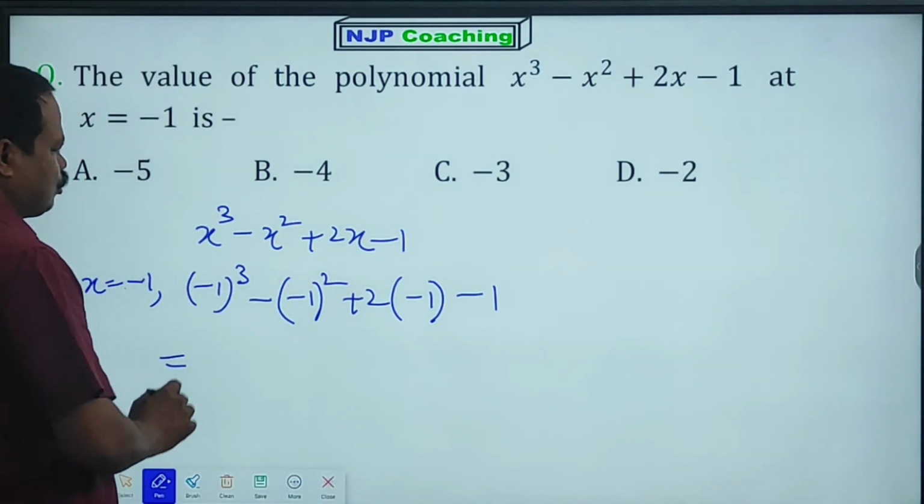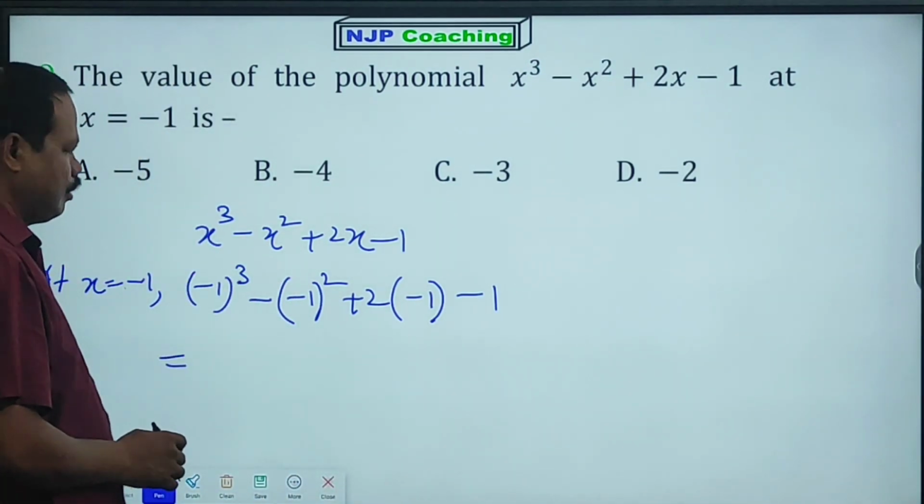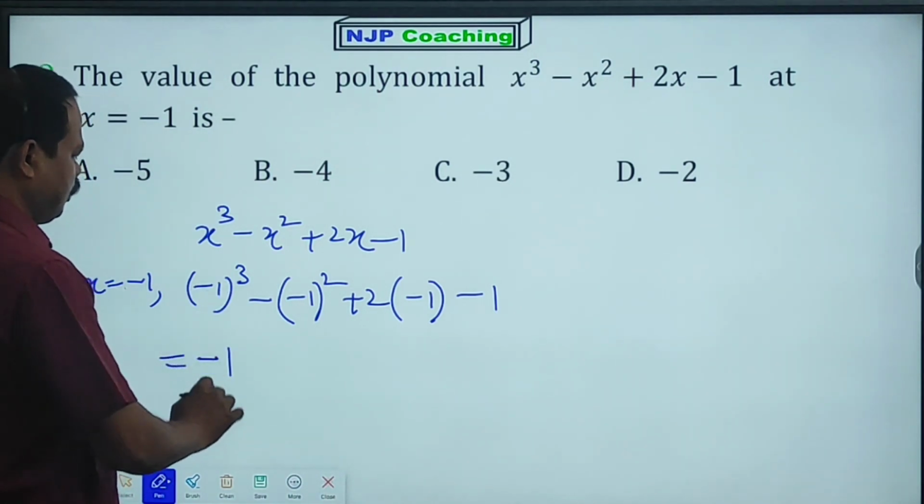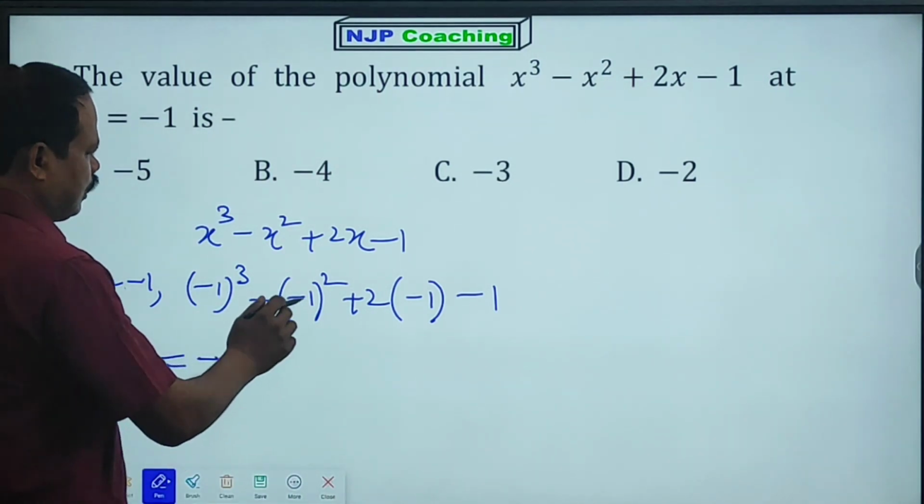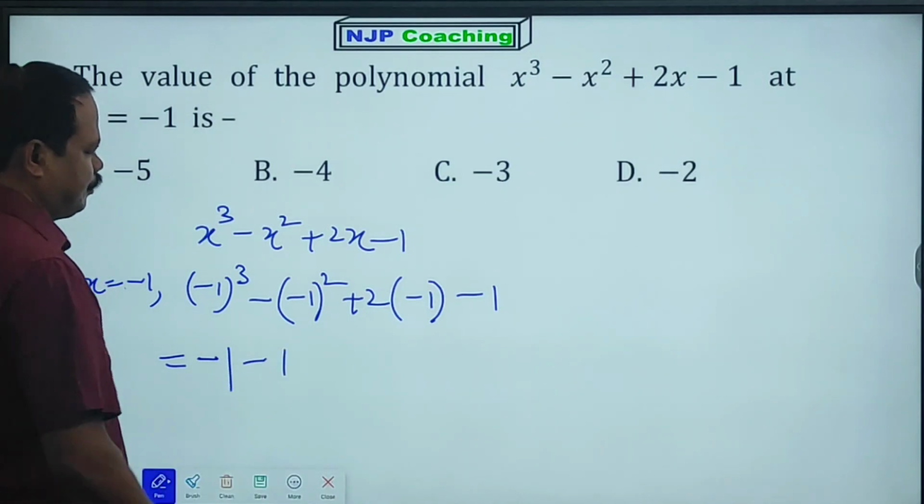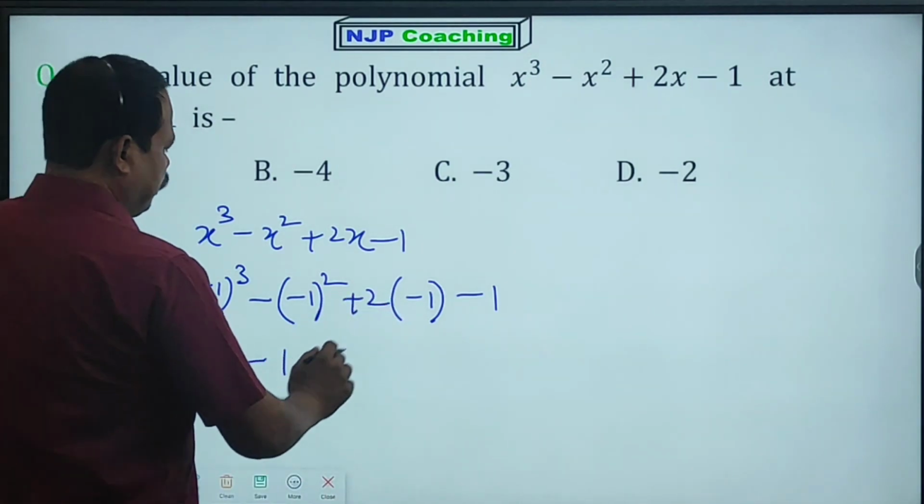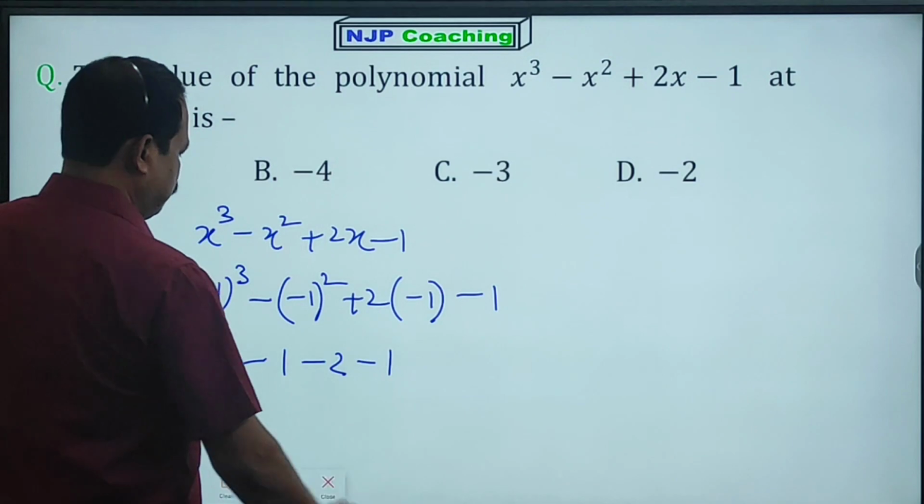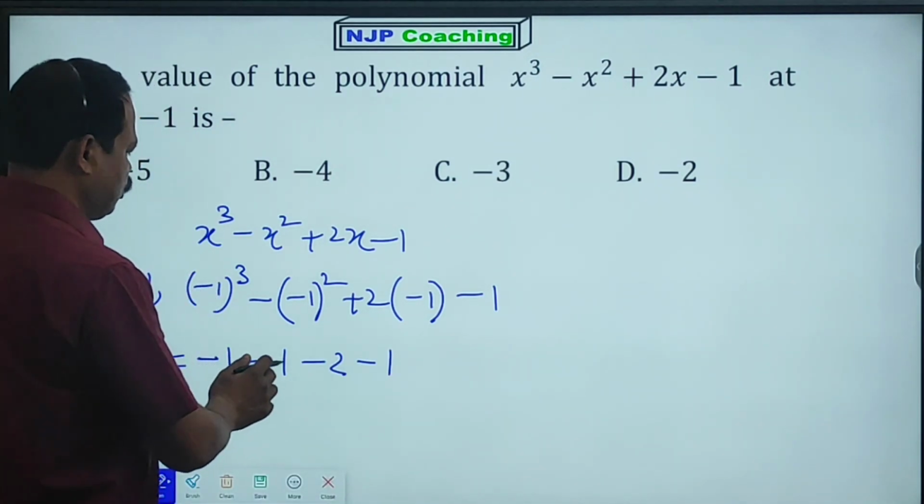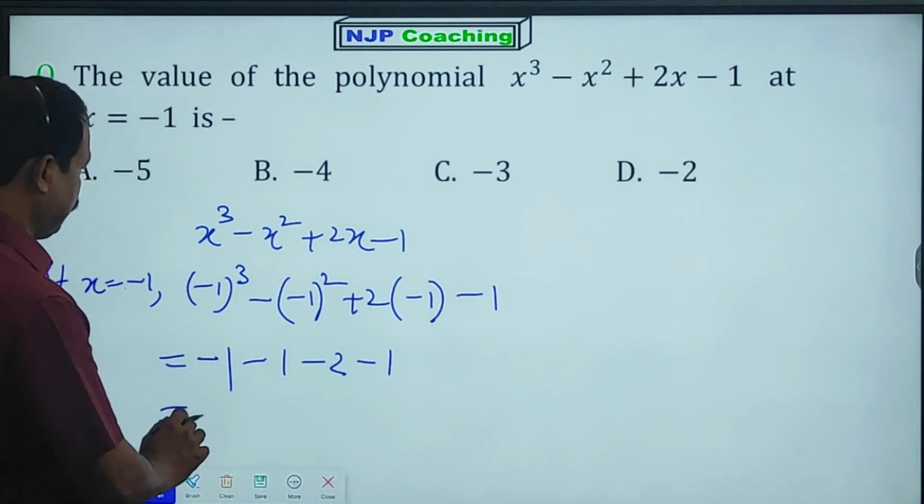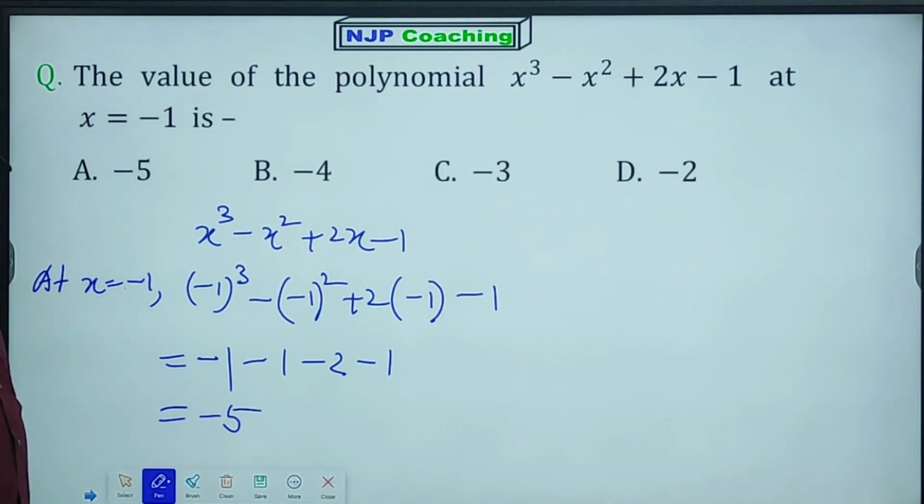So minus 1 into minus 1 into minus 1. Minus 1 to the power 3 means it will remain minus 1. And minus 1 square is plus 1. 2 into minus 1 is minus 2. And this is minus 1. All are negative. 1, 2, 3, 4, 5. Minus 5.